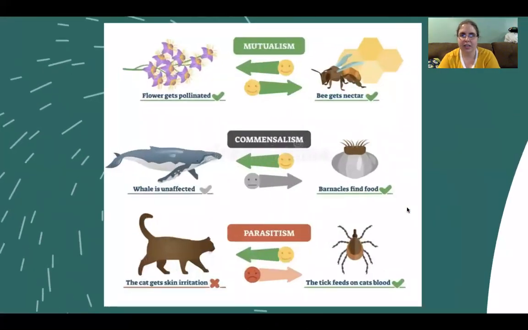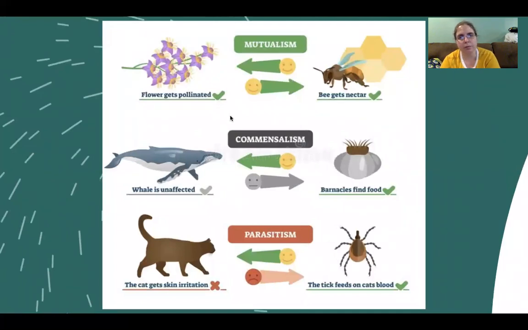All right, just kind of a summary picture. Mutualism, both get happy faces because they both get something good. Commensalism, happy face because one thing gets something good, meh because the other is unaffected. And parasitism, happy face because the tick feeds on the cat, sad face because the cat is harmed, it gets irritations on it, could lead to infections or diseases, etc.